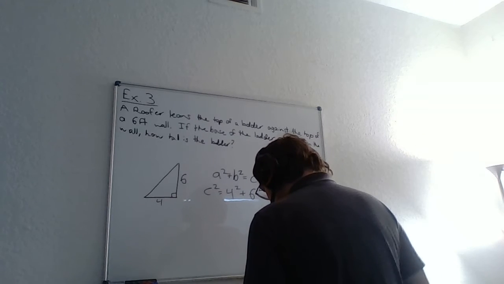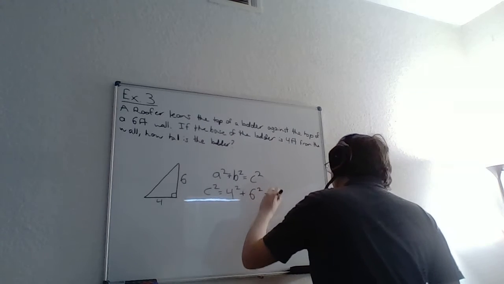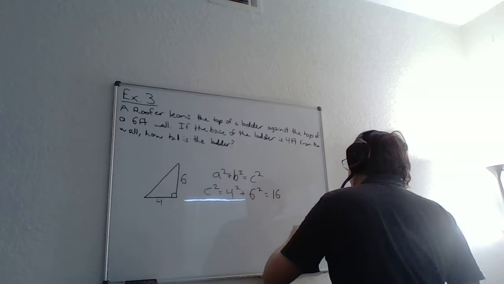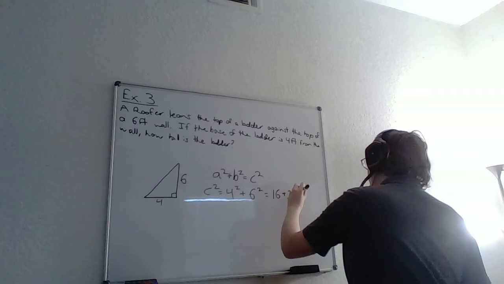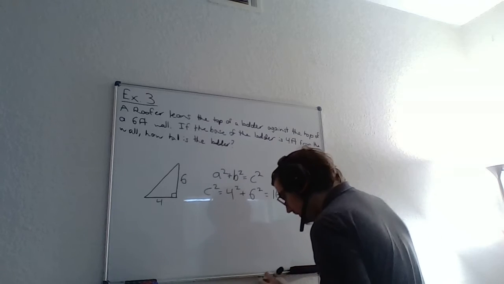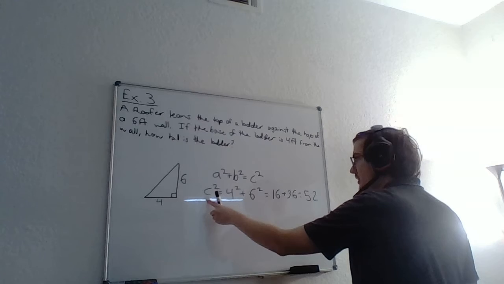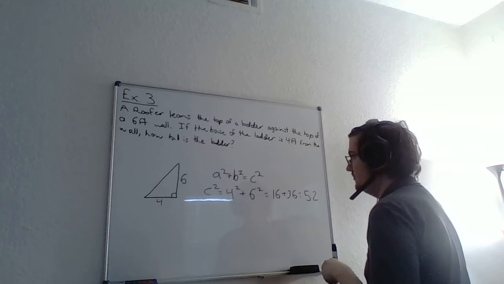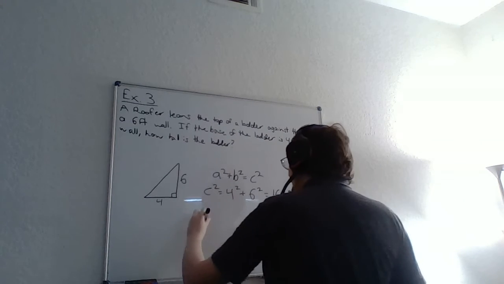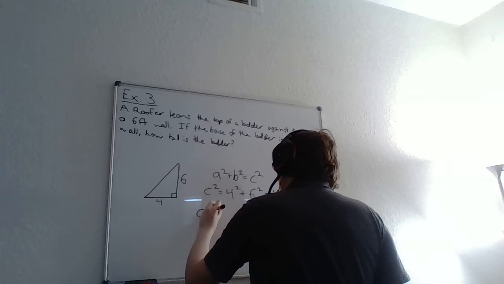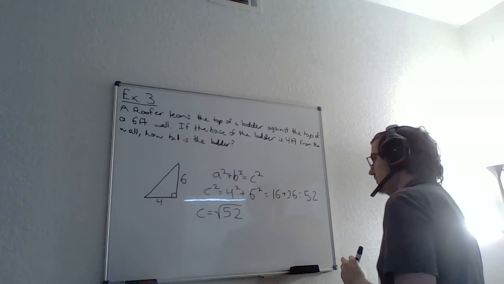Now, 4 squared is going to be 16. 6 squared is going to be 36. And then we add these two quantities together. That's going to be 52. So we know c squared is 52. But what we want is just c. So what we're going to do is take the square root of both sides.